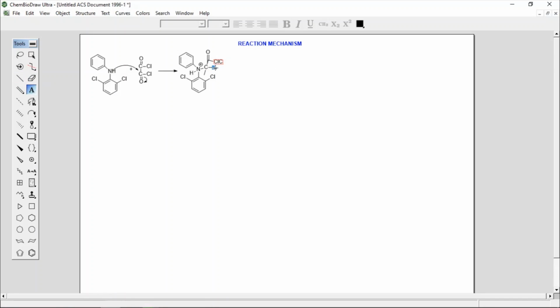This is Cl, and this is also Cl minus. Now, in the next step, this Cl minus takes this hydrogen. Let me show you how it takes that hydrogen. So I have to copy this, Control C, Control V.